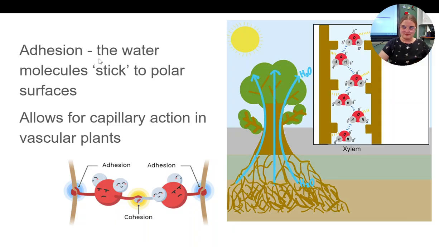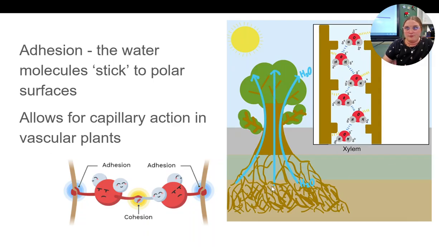Now, adhesion. This is when the water molecules stick to polar surfaces. We can see in this graphic, adhesion is holding on to the surface of whatever it's in. It could be your body, it could be the surface of a plant, whatever it is. One example of this is capillary action in vascular plants.